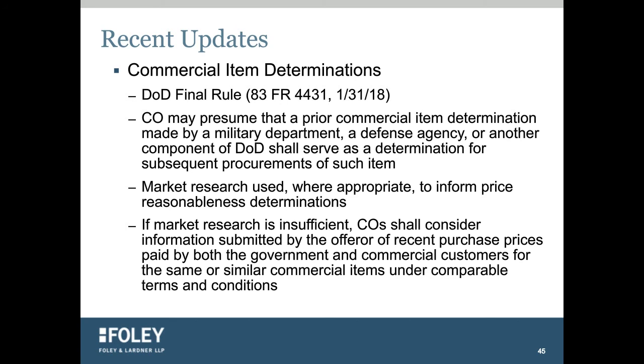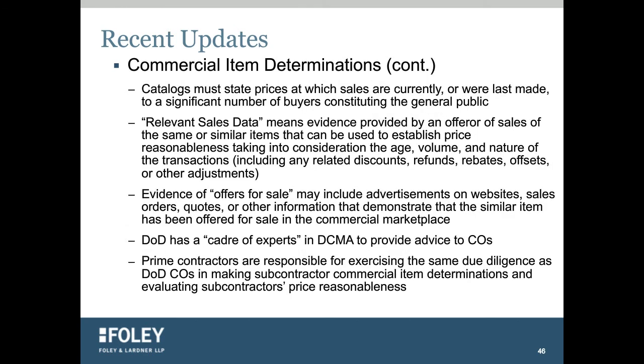The contracting officer needs to do market research to inform their price reasonableness determinations, and only if the market research is insufficient do they then go to the offeror for information. When we talked about the definition of a commercial item and an offer for sale, this rule makes it clear that it could include an advertisement on your website. That's enough to make it offered for sale. Sales orders, quotes, any information that demonstrates that a similar item has been offered for sale in the commercial marketplace.